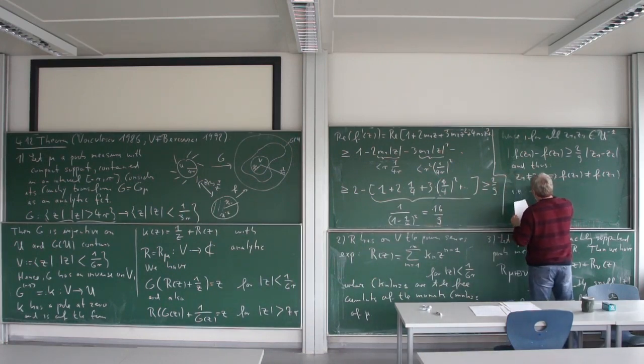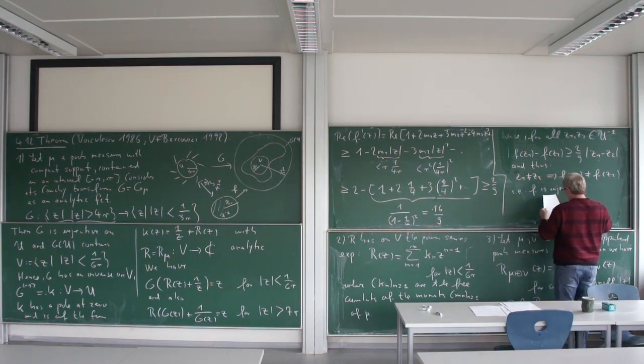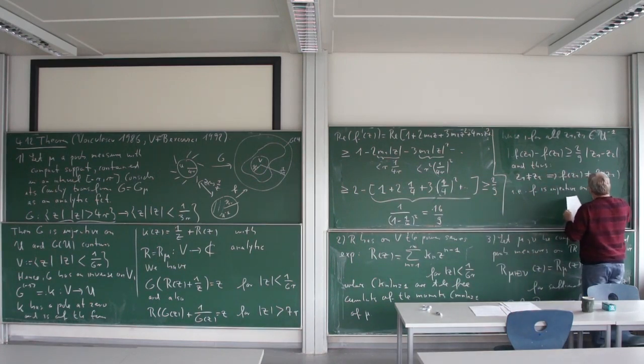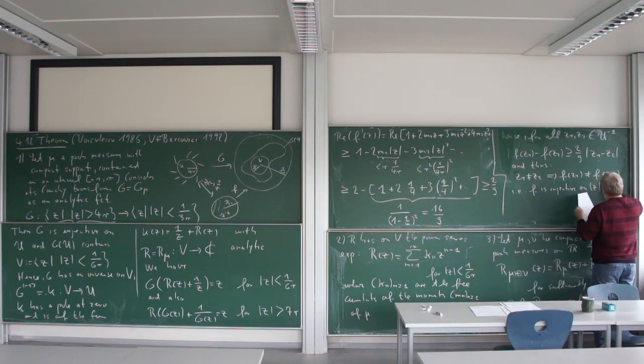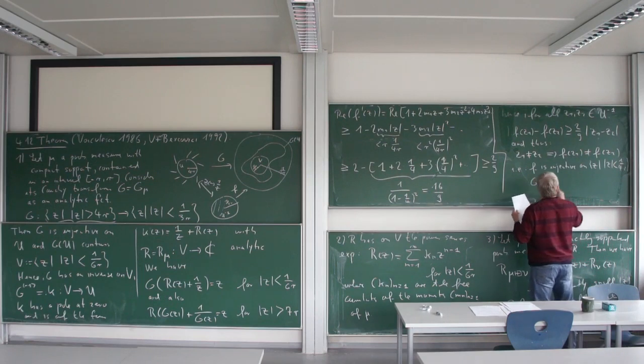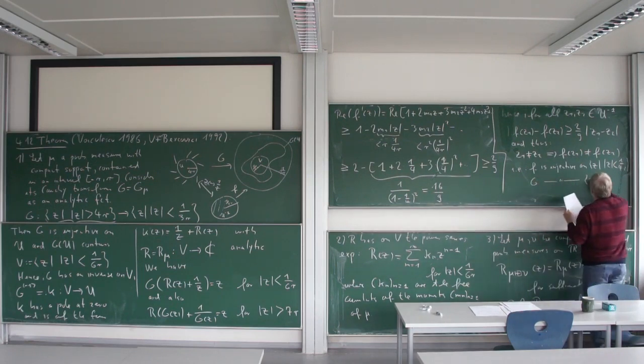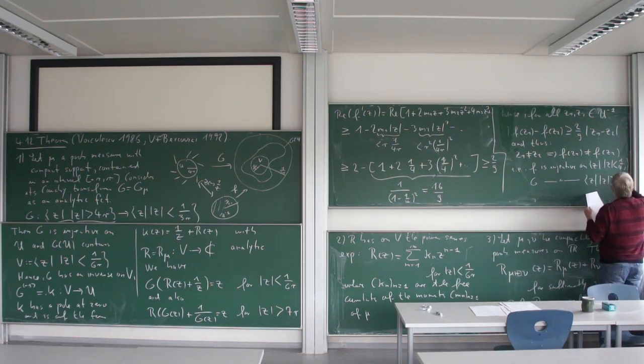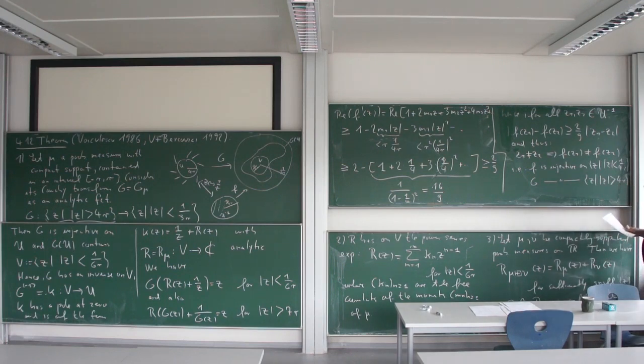So this means f is injective on the set where z is strictly less than 1 over 4r, or rewritten in terms of g, g is injective on the set where z is outside the ball of radius 4r. Okay, so this is injective.